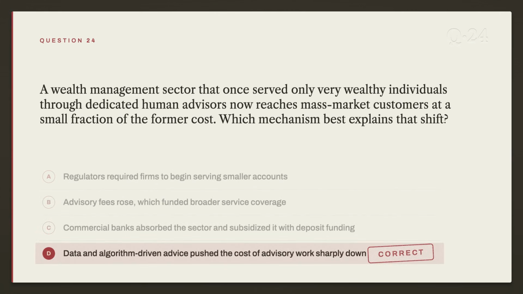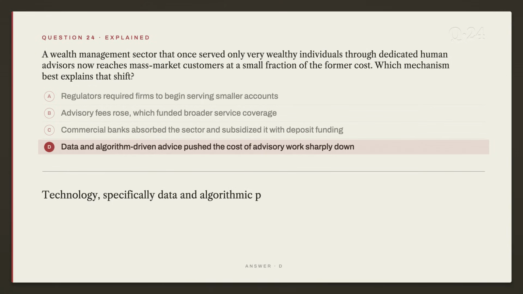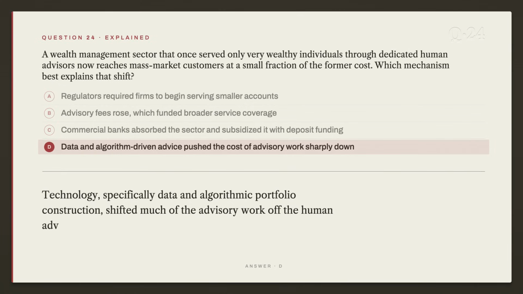The correct answer is D. Data and algorithm-driven advice pushed the cost of advisory work sharply down. D is correct because technology, specifically data and algorithmic portfolio construction, shifted much of the advisory work off the human advisor and onto software. That collapsed the cost of delivering advice, which made customers who could never justify a private banker's fee economically worth serving. The same pattern of lower cost broadening access recurs across every sector in this course.